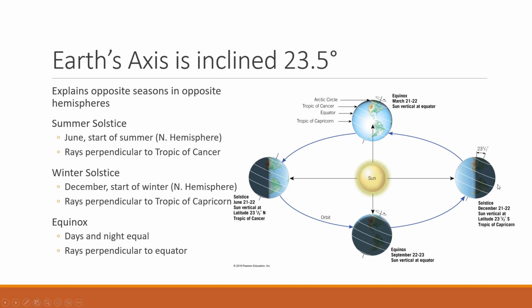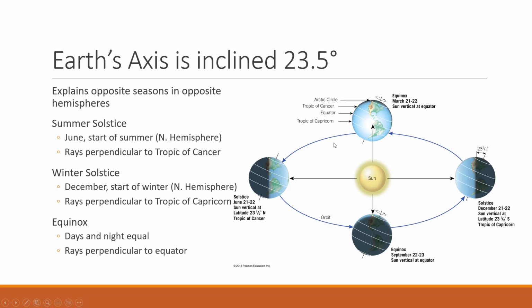The winter solstice is when the sun's rays are perpendicular to 23.5 degrees south. So in this case, it's the opposite situation. We're going to have shorter days in the northern hemisphere and longer days in the southern hemisphere. At this point, the South Pole is getting all light, and areas north of the Arctic Circle are getting no light.